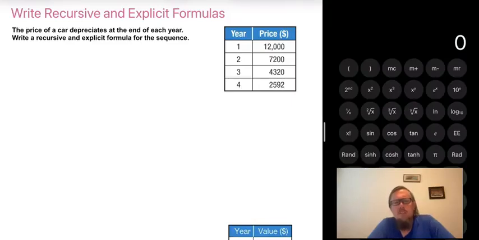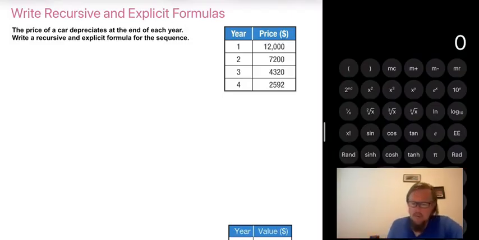Let's talk about what the difference is between a recursive and an explicit formula. And we're going to do this using two different tables. The first table gives us the price of a car as it depreciates at the end of each year. And so we can see in the first year, the price of a car is $12,000. Second year, it's 7,200 and so on.